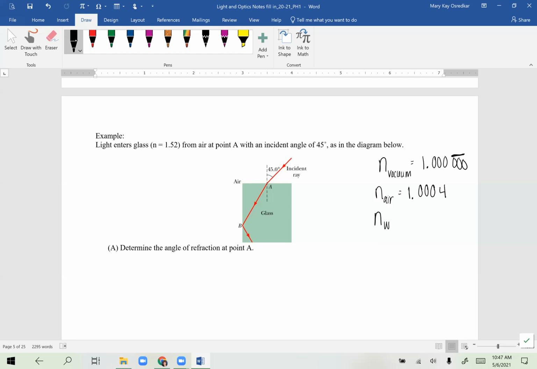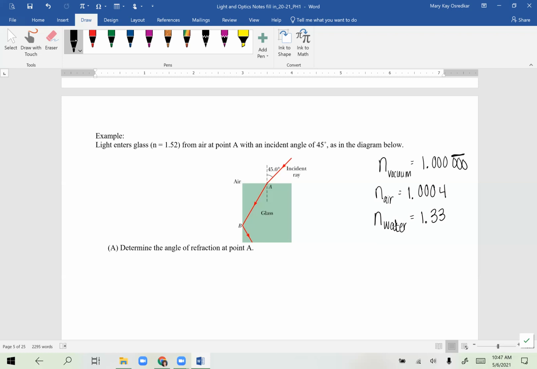N for water is 1.33. And these are lists. You can find them in the handbook for chemistry and physics, or in tables for materials. It's one of the properties, like they list the density and atomic or molecular mass, all of those types of things. They will list this as well.